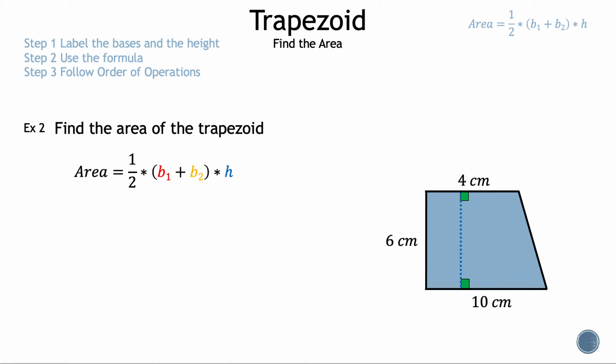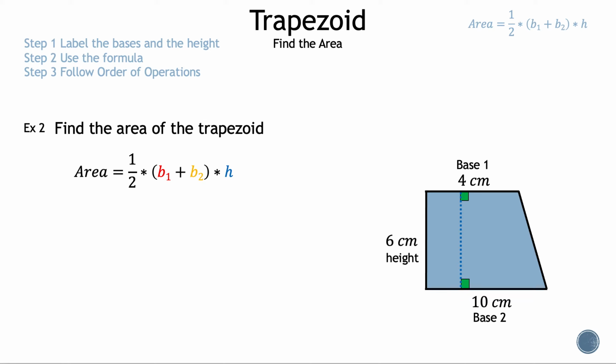Now let's read the question. Find the area of the trapezoid. We already have written down the formula, so let's go ahead and label our bases and our height. In this case, 4 centimeters is base 1, 10 centimeters is base 2, and 6 centimeters is our height. Why is 6 centimeters our height? Because it goes from base 1 to base 2 and forms 90-degree angles with both bases, which means base 1 and base 2 are parallel.